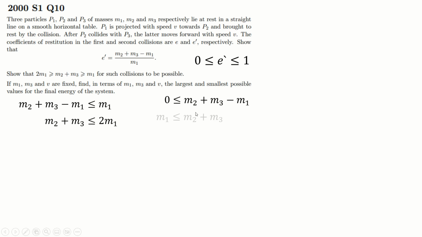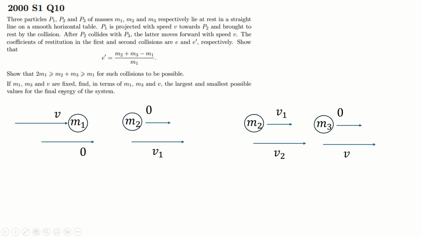And move the thing over, and you get this here, which is the two conditions precisely I wanted us to get. Now it says if M1, M3, and V are fixed, find in terms of those things the largest and smallest values for the kinetic energy. Or it just says the final energy, but the only energy here is kinetic, right? So, okay, well, what's the final kinetic energy here?